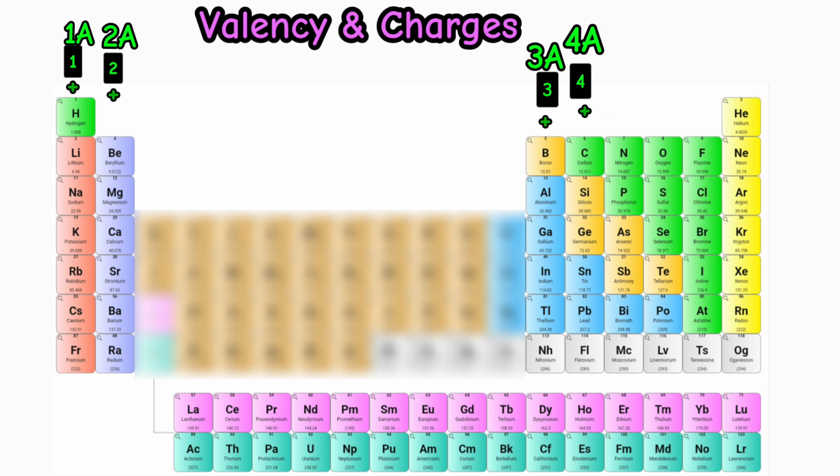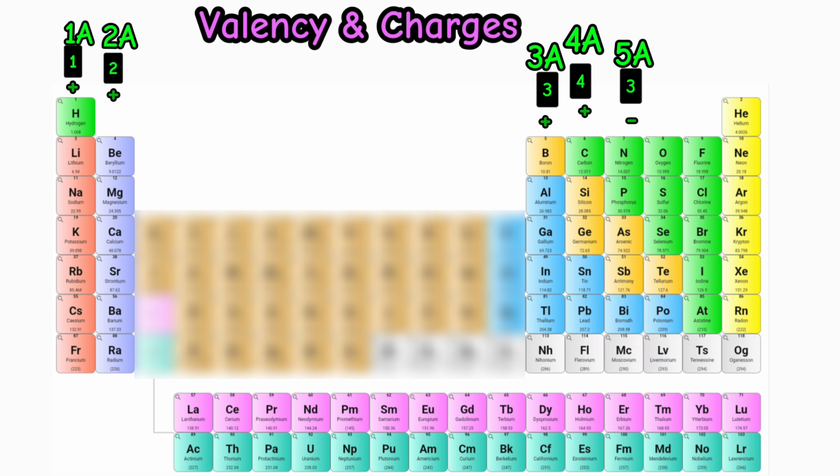The valency of each element in group 5A is 3. They form negative charges because they tend to gain 3 electrons, except bismuth and moscovium, which form positive 3 ions because they are metals.